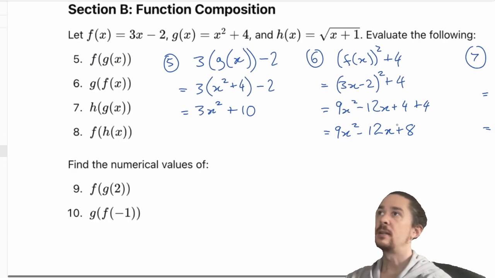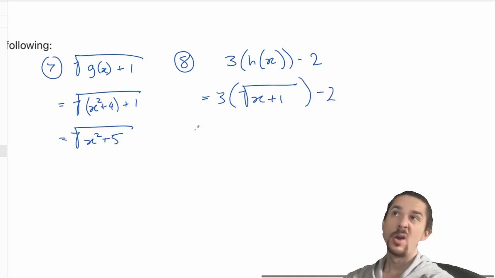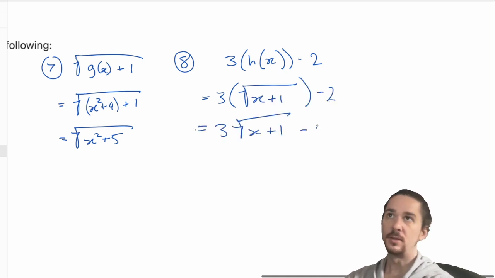We're done. And finally, f of h of x, which means 3 times h of x minus 2, 3 times square root of x plus 1 minus 2, or in other words, 3 root x plus 1 minus 2. And we can just leave that there.